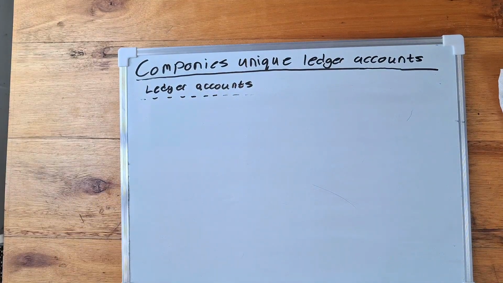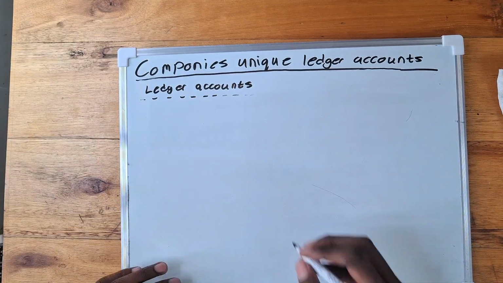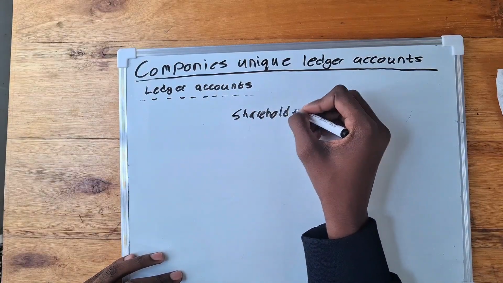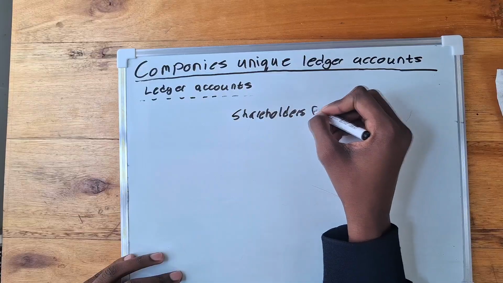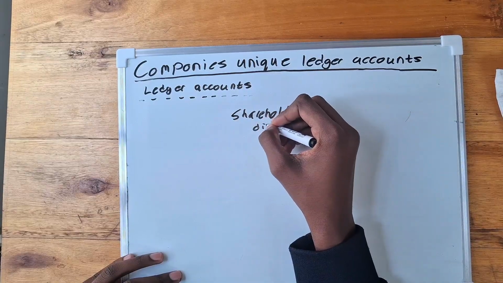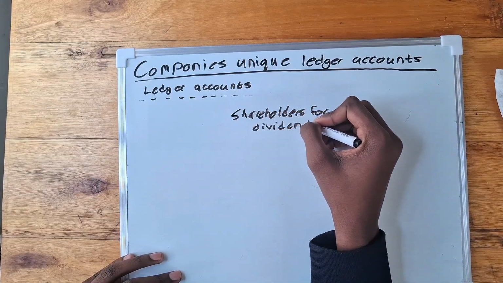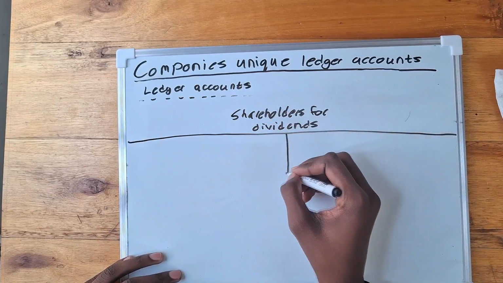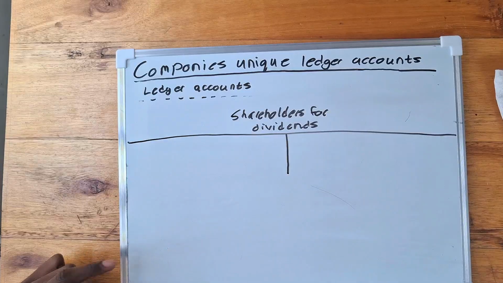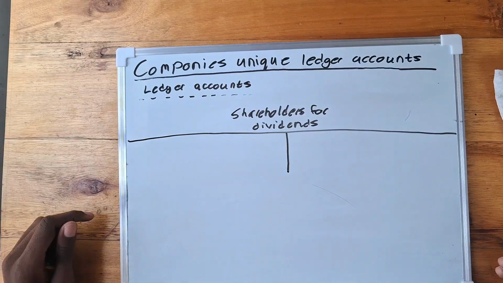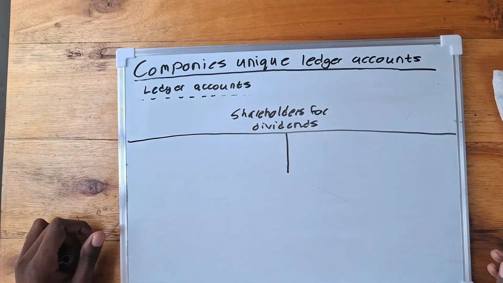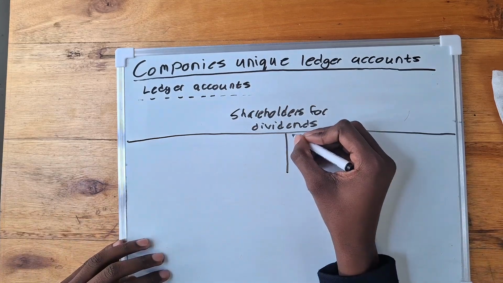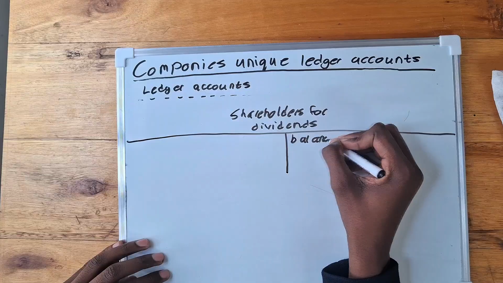So the next one would be our shareholders for dividends, right? And much like SARS, it also has an account that it is linked to. So yeah, I will make sure to show you guys that. So here, right, the first thing that you have is your balance. Once again, this one is very similar to SARS income tax, right?